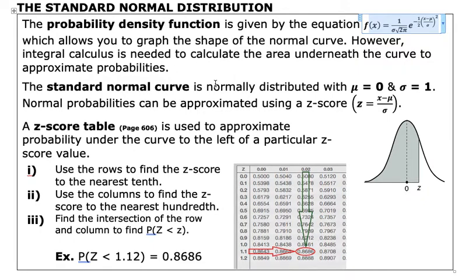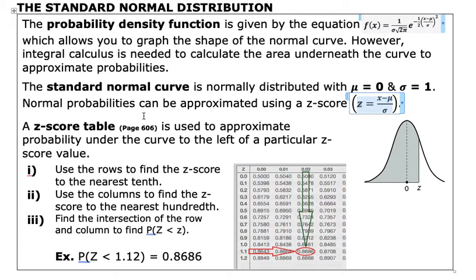The standard normal curve is normally distributed with mu equal to 0 and the standard deviation set to 1. Normal probabilities can be approximated using a z-score, and this is the z-score. Your particular observation, x minus mu, that's referred to as a deviation, divided by the standard deviation. And that will tell you the proportion of standard deviations a particular value is from the middle. So it describes how far a point is from the middle in terms of a standard deviation.